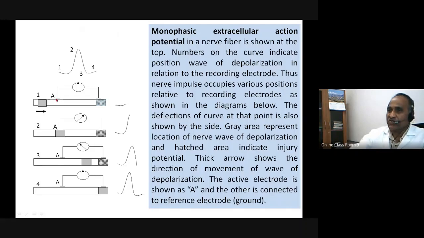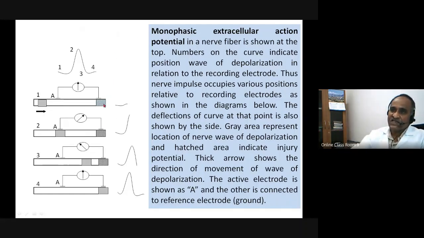This active electrode works. Now, as the wave of depolarization approaches A, you get the potential here. You can just see that it's rising up, and as it approaches, it reaches the peak. As it moves away from this electrode, it comes back, and as it moves here, it becomes zero and becomes a flat curve. So that is the basis for the monophasic action potential.